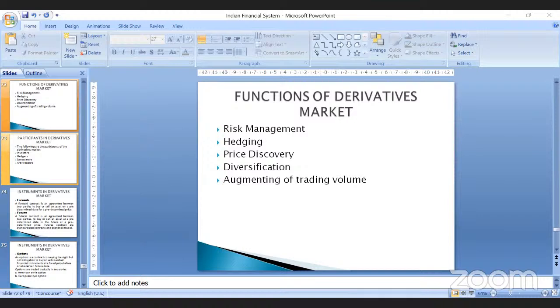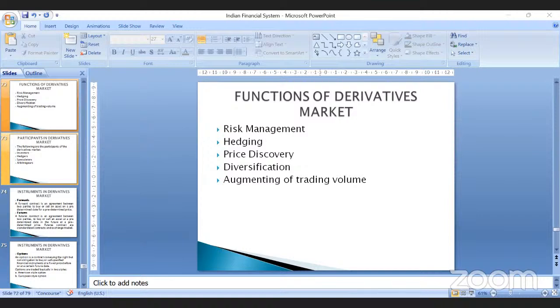See, what are you doing? You want to protect yourself from the risk: price rate fluctuations, interest rate fluctuations, currency exchange rate fluctuations. So you are trying to transfer your risk to somebody else. So the first major function of the derivative market is to transfer the risk to somebody else.